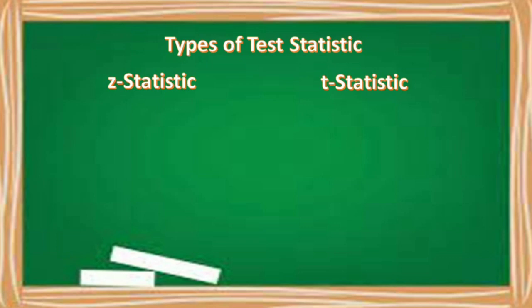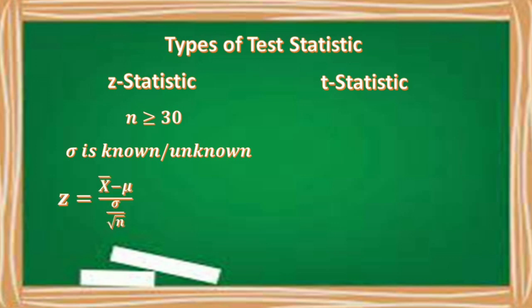The Z statistic is used when our sample is greater than or equal to 30, whether the population variance is known or unknown. If the population variance is known, we will use the formula Z is equal to x bar minus mu all over sigma divided by the square root of n. And if the population variance is unknown, then we're going to use the formula Z is equal to x bar minus mu all over s divided by the square root of n.